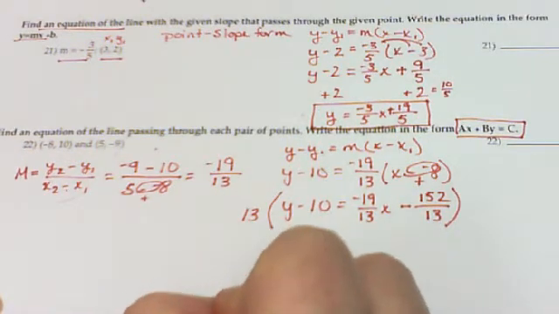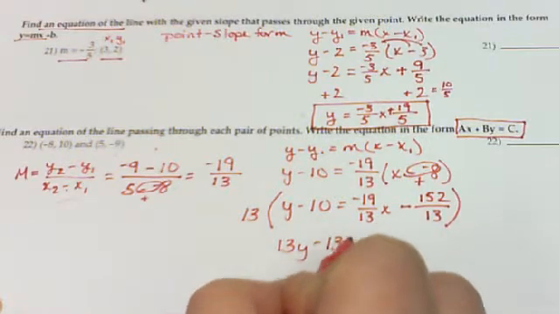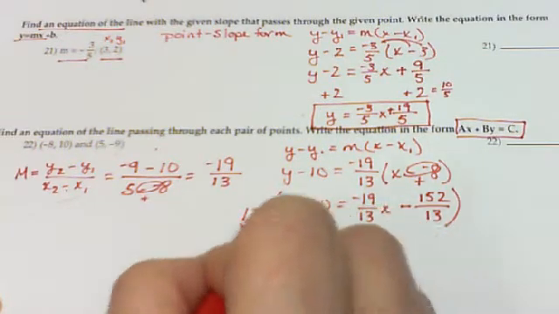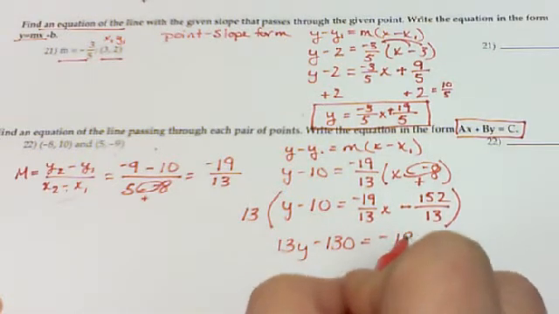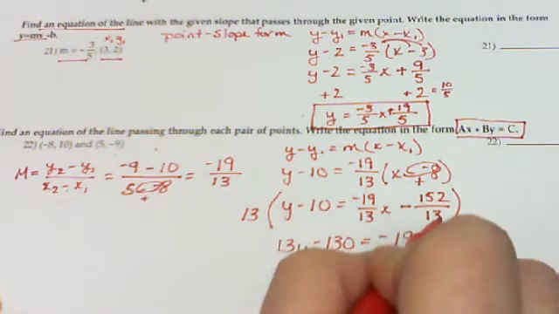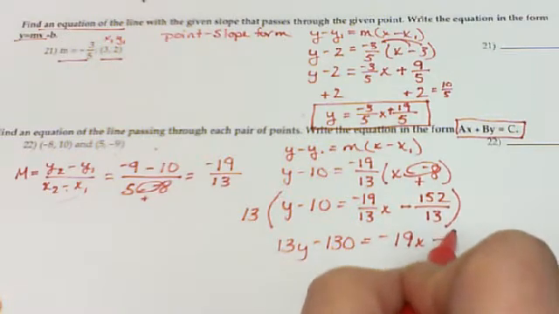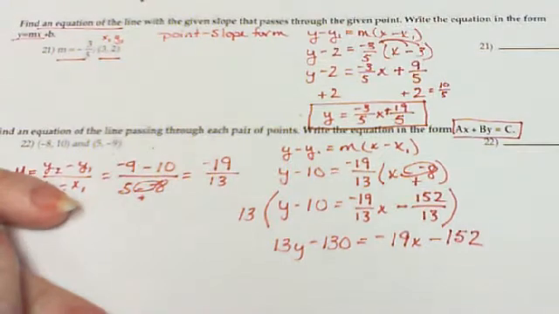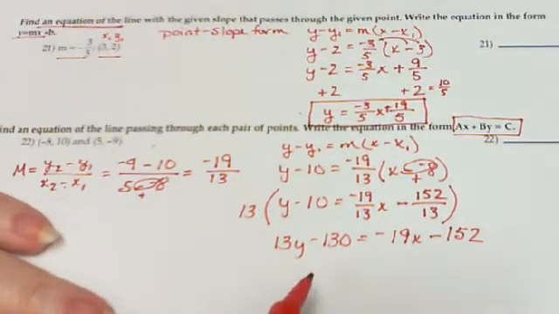13 times y is 13y. 13 times 10 is negative 130. When I multiply 13 times this fraction, it's going to make my 13 on the bottom cancel out, just leaving me with the top. Same thing over here. When I multiply this 13 times this fraction, it'll make my bottom number cancel out, leaving me with just the top. That looks much more manageable. Big numbers, but more manageable because we don't have any fractions looming over our heads.